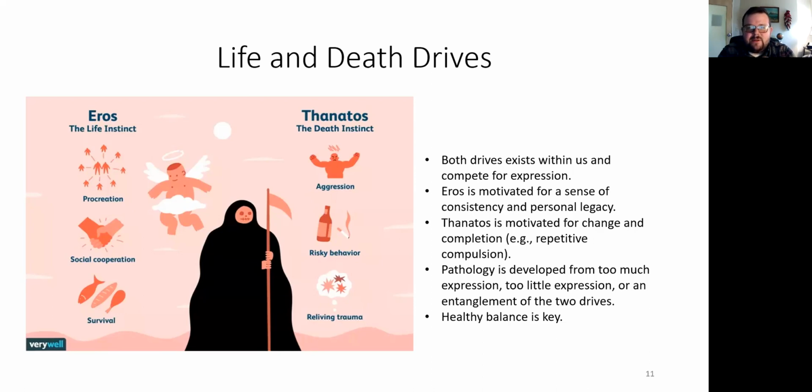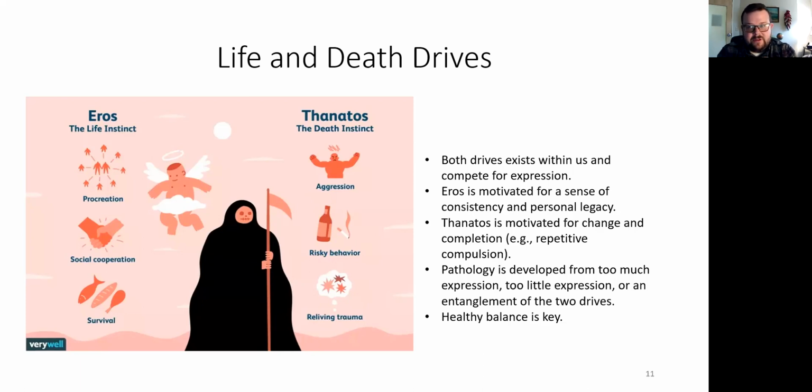So as it went along, being influenced by Adler's and Jung's writing, Freud starts to talk about different drives, specifically life and death drives. These are important mainly for extreme psychopathology, individuals who engage in behaviors that are very deviant. We can use these models to help understand that. Essentially, we are motivated to engage in behaviors that are influenced by Eros, the life instinct, and Thanatos, the death instinct. So both drives exist within us and compete for expression.